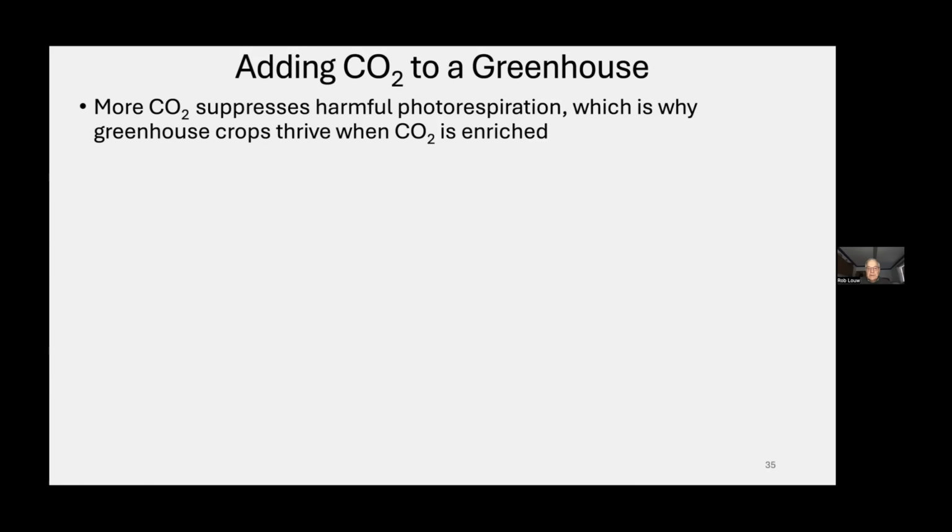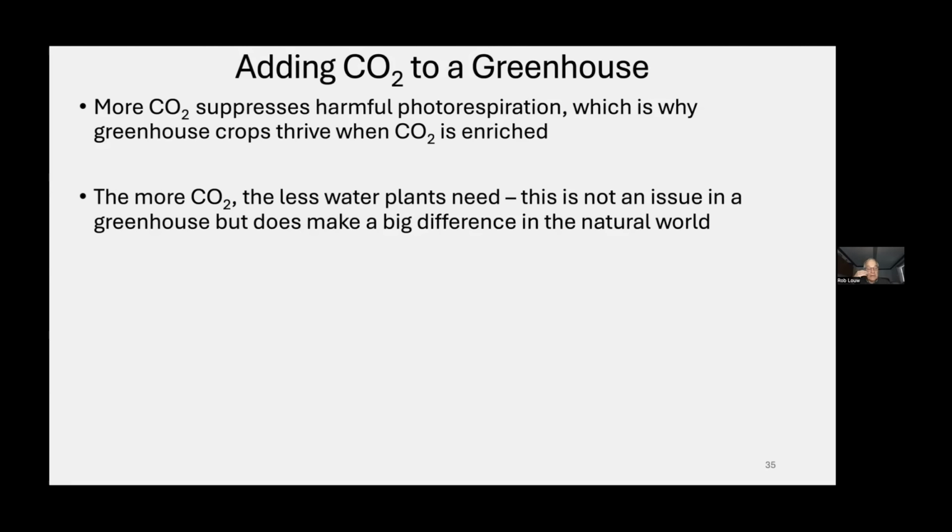So more CO2 suppresses harmful photorespiration, a process which we'll discuss in a bit more detail, which is why greenhouse crops thrive when CO2 is enriched. The more CO2, the less water the plants need. This is not an issue, obviously, in a greenhouse, but it makes a big difference in the natural world. Plants growing in arid or semi-arid regions benefit enormously through increased carbon dioxide levels, because they then require less moisture, and given that it's in short supply, it's beneficial to the plant.